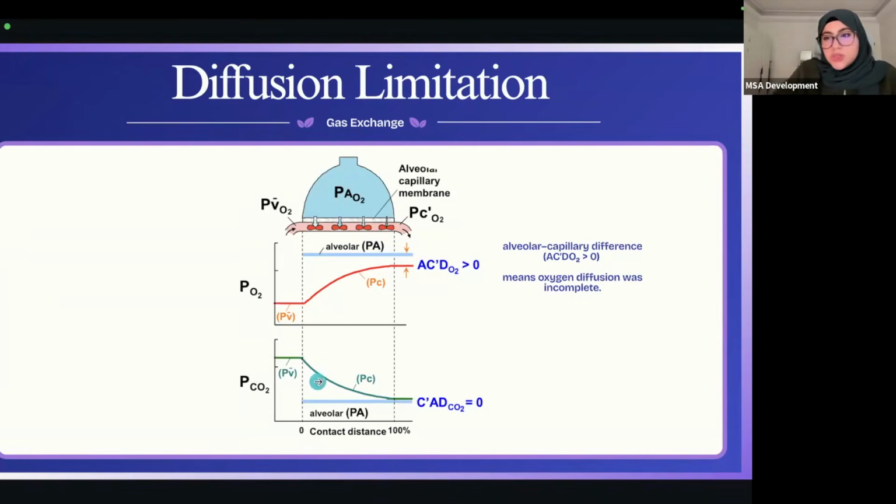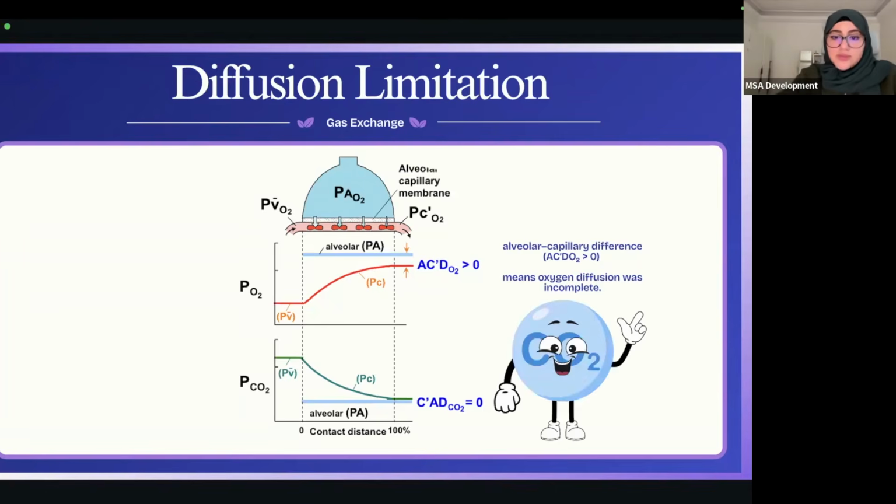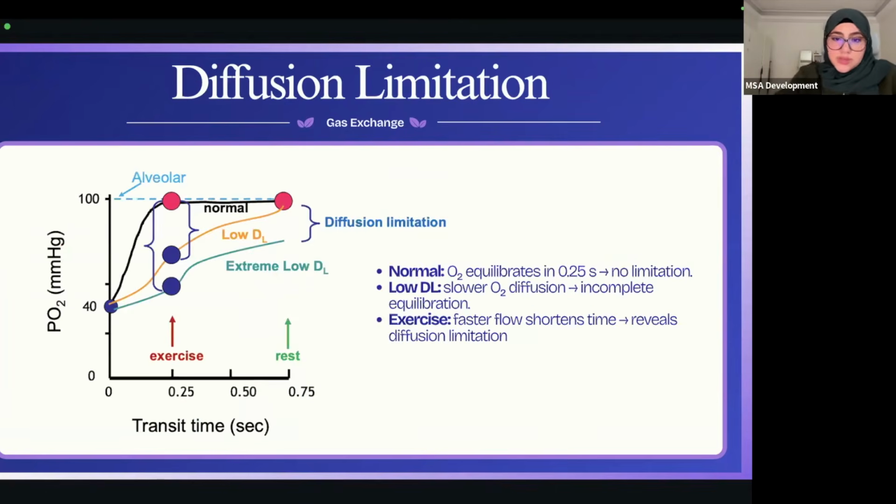And as we said before, CO2 has about 20 times the solubility in comparison to oxygen. And so it doesn't face this diffusion problem. It doesn't face this problem. Anyways, this is just a wrap up of everything I said. So normal diffusion under exercise, it still diffuses properly.